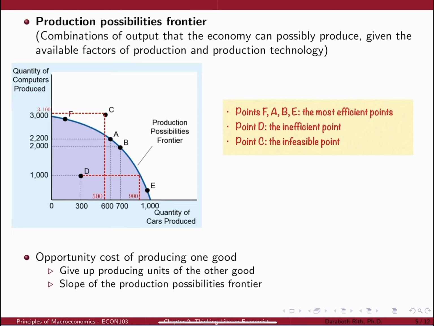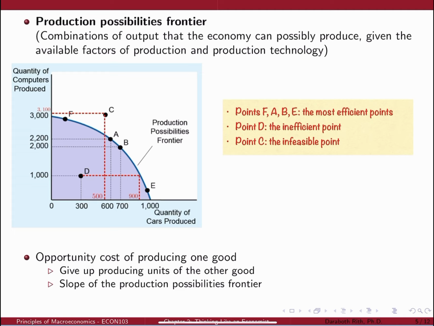Now, I would like us to consider the production possibilities frontier, or PPF, which is the combinations of output that the economy can possibly produce given the available factors of production and technology. The PPF is graphed such that there are two products, computers on the vertical axis and cars on the horizontal axis. The PPF is a downward sloping graph. Having looked at it, the PPF is actually the opportunity cost of producing a good. So it means that if you produce more cars, you have to cut down producing computers.